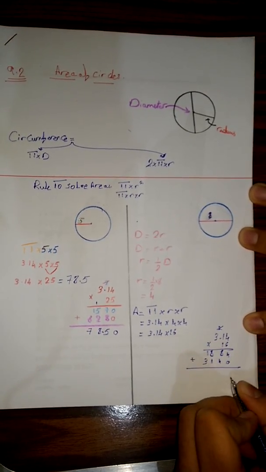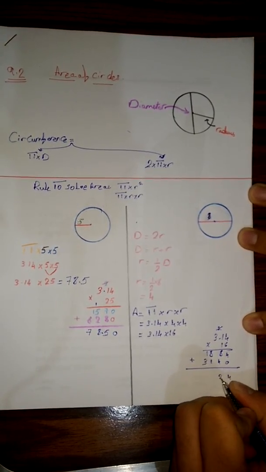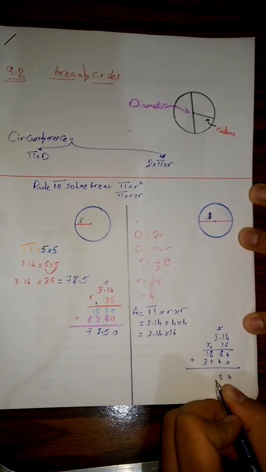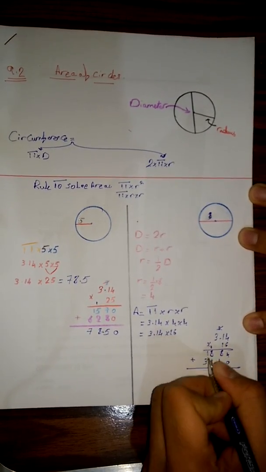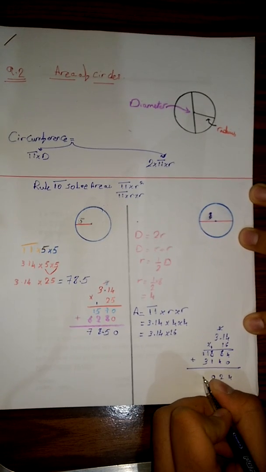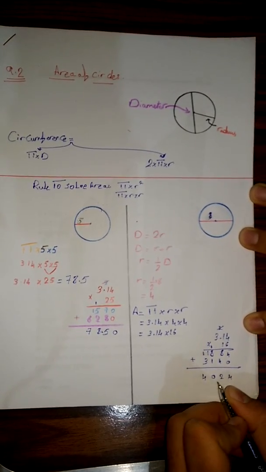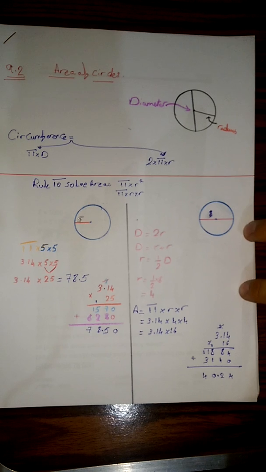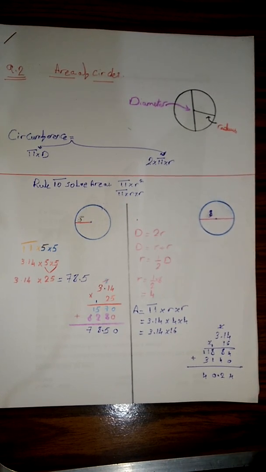Now we're going to add them together. 4, 12, 2 and carry up 1. 1 plus 8 is 9, plus 1 is 10. 0 and carry up 1. 1 plus 3 is 4. 2 decimal jumps. And that was our method of how to find the area of the circle.